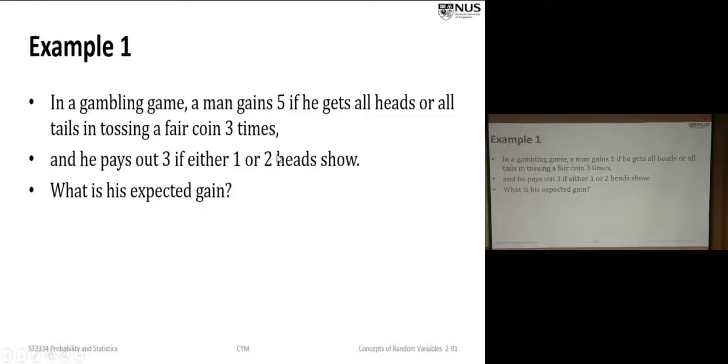Okay, let's look at an example. In a game, I'm sorry, we use this game just to illustrate the idea. You will gain 5 if you get all heads or all tails when you toss the coin 3 times. There are 8 possible outcomes when you toss the coin 3 times. All heads and all tails, all right? Then this man will get 5, right? And his payout will be, he has to pay 3 if either 1 or 2 heads show up.